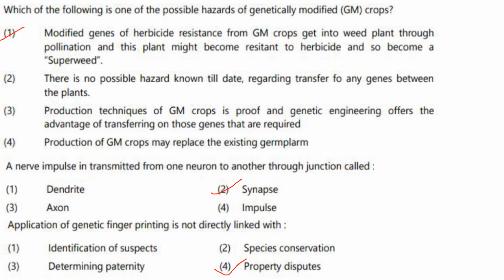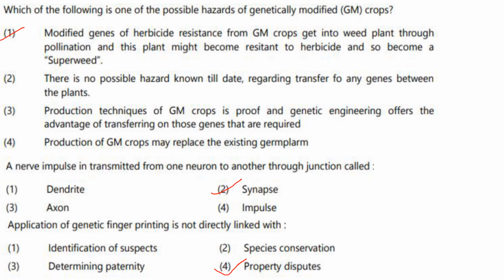The next one. Which of the following is one of the possible hazards of genetically modified crops? Modified genes for herbicide resistance from GM crops get into weed plants through pollination. That is correct. The herbicide resistance gene which you have introduced into a GM crop can get transferred to a weed growing nearby through pollination. And this plant might become resistant to herbicide, and so becomes a superweed. That is correct. So the first option is correct.